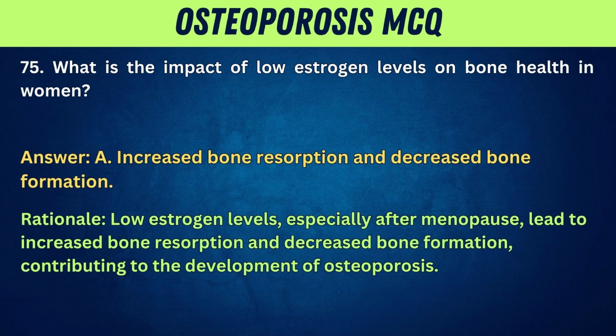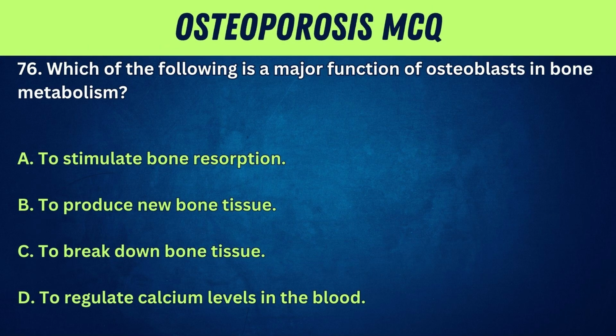of osteoporosis. 76. Which of the following is a major function of osteoblasts in bone metabolism? A. To stimulate bone resorption. B. To produce new bone tissue.